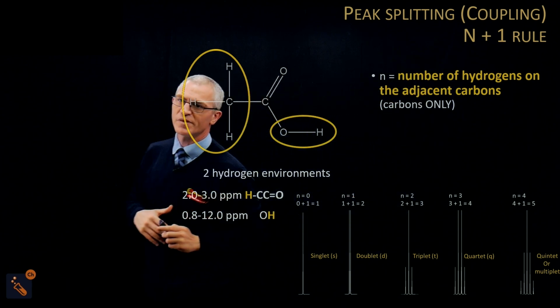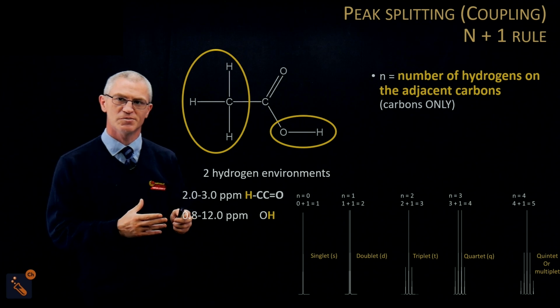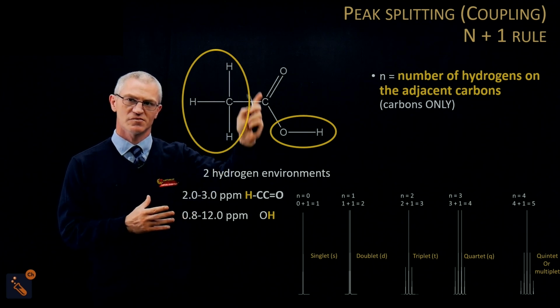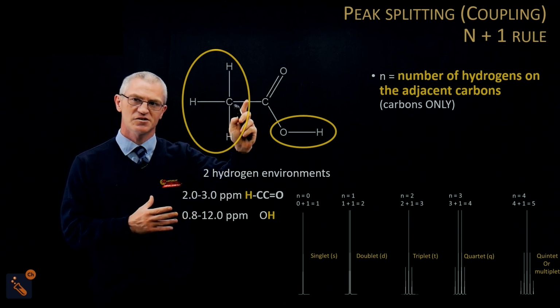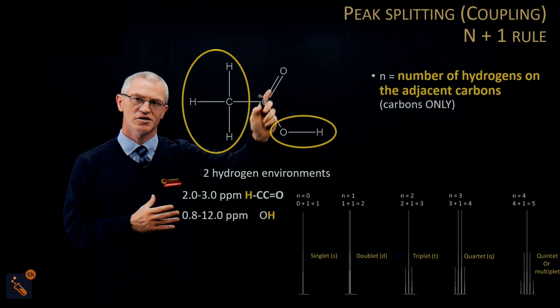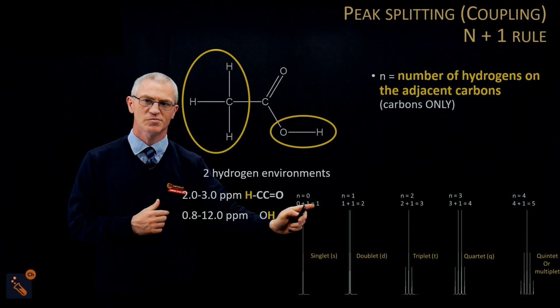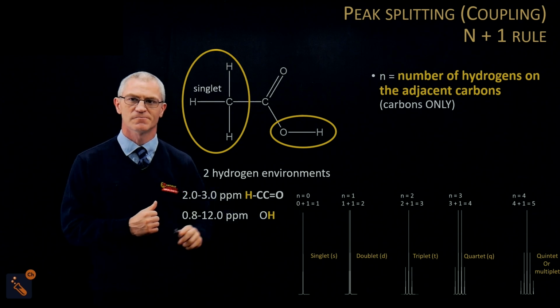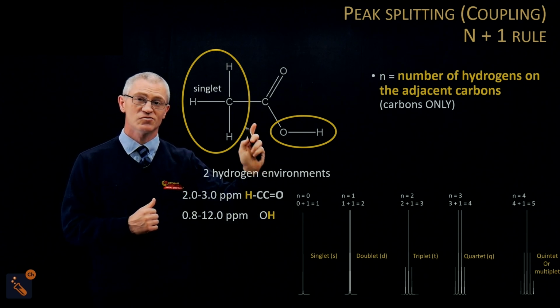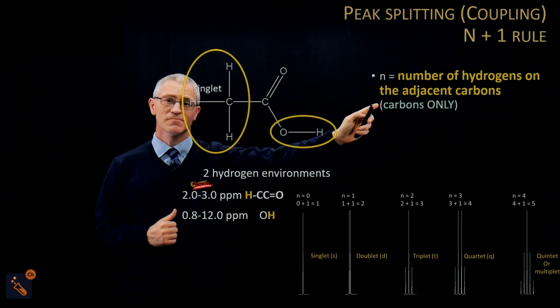Now, let's see how these peaks are going to split. So first of all, this peak here, let's look at the adjacent carbon. There are no hydrogens on the adjacent carbon, so it's going to follow n equals 0, 0 plus 1 equals 1, singlet. We then look at this one. Now, this is really important. I'm going to highlight this here.